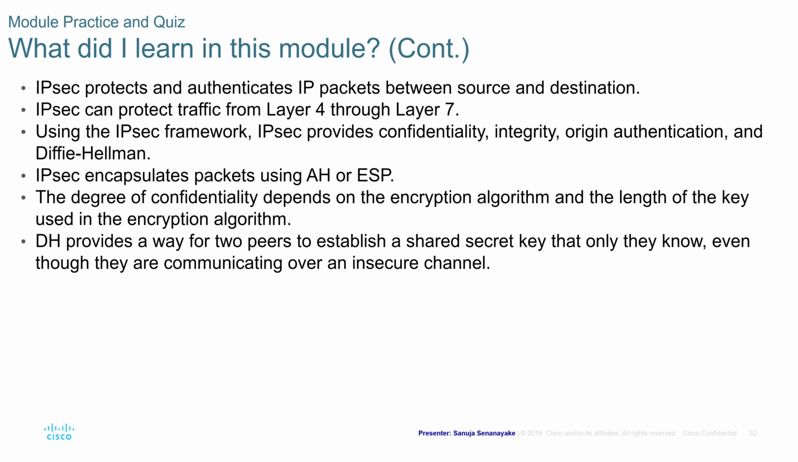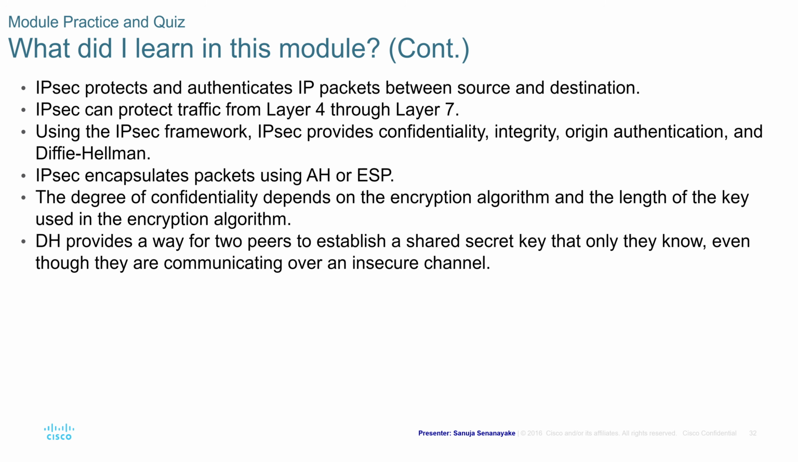We also learned IPsec protects and authenticates IP packets between the source and destination. IPsec can protect traffic from layer 4 all the way to layer 7. Using the IPsec framework, IPsec provides confidentiality, integrity, origin authentication, and Diffie-Hellman. IPsec encapsulates packets using AH or ESP. We also learned the degree of confidentiality depends on the encryption algorithm and the length of the key used in the encryption algorithm. So the longer the length, the stronger the encryption is going to be.